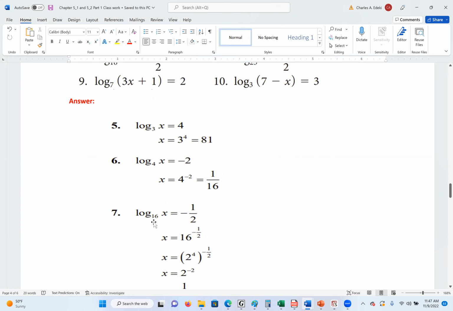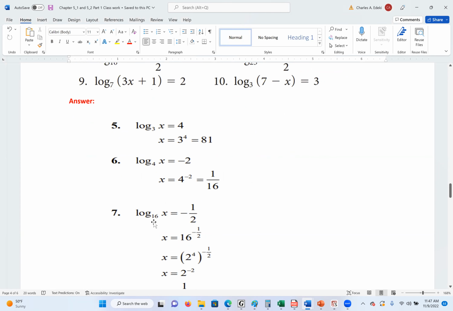Now the next one, we have log base 7 of 3x plus 1 equal to 2. So again, the base is 7. So 7 to the power 2 equal to 3x plus 1. So we can solve this equation.